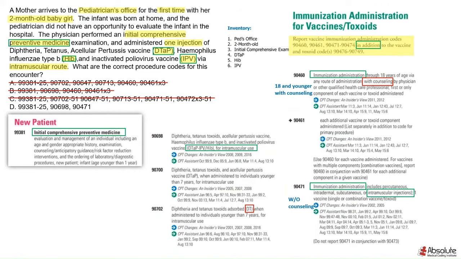And option B is also incorrect. The correct CPT code is going to be 99381, 25 modifier for the evaluation management, and we have 90698, that is for DTaP, IPV, and Hib vaccines, and 90471 for immunization administration without counseling.